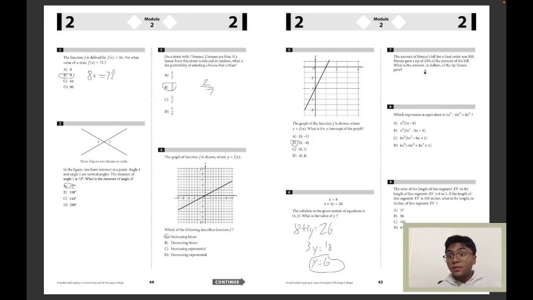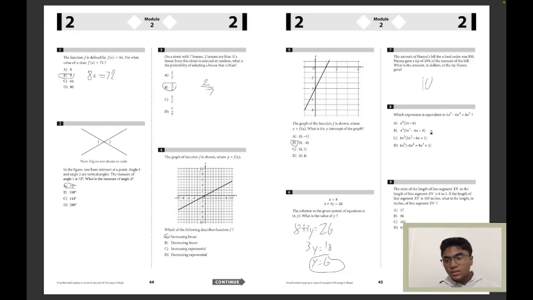The amount of Hannah's bill for a food order was $50, and she gave a tip of 20% of the amount of the bill. What is the amount in dollars of the tip Hannah gave? So you just have to find 20% of 50. So I'll get out my calculator here. Of course, you could do this on Desmos or also bring a TI. So I'm going to do 20% of 50. So that's going to be 20 times 50 divided by 100. You also could just do 0.2 times 50. And I'm going to get 10. So the dollar amount is going to be 10.